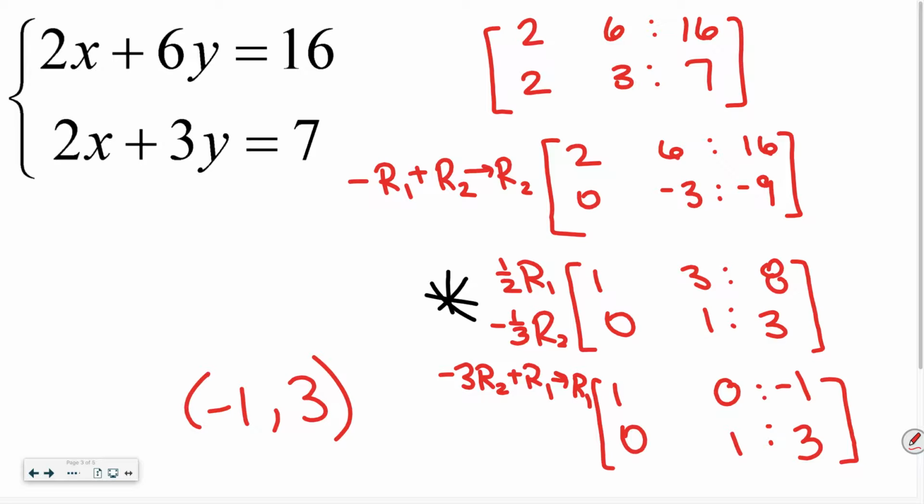Okay? But it is possible that we have a 4-variable system or a 5-variable system, and I'm not going to expect you to do any of that by hand. So let me show you how to do it in a calculator. Okay?